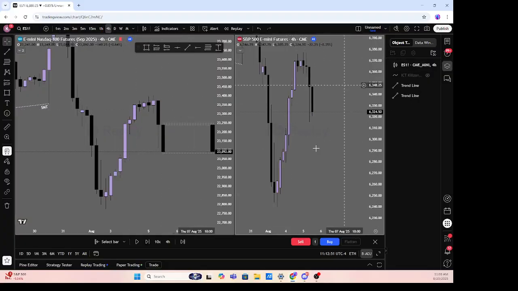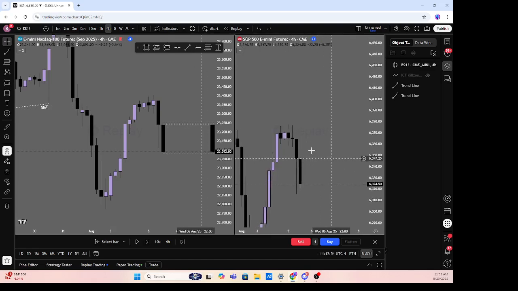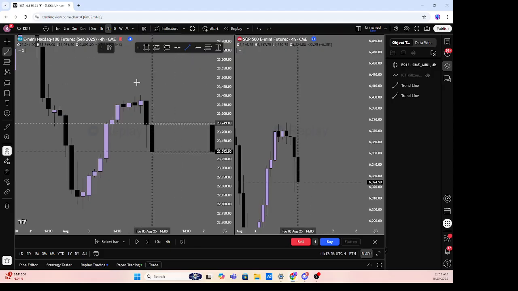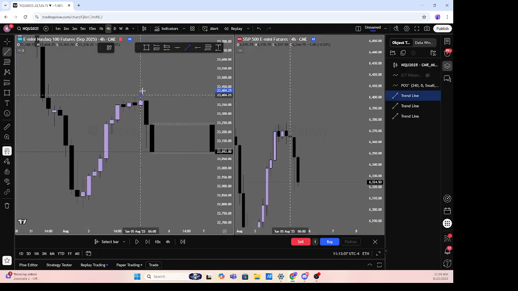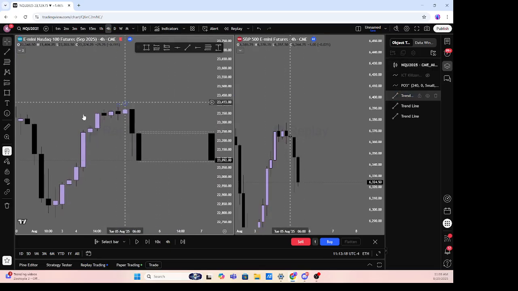Alright, here's another SMT. This is a bearish SMT, right? On NQ, you see we have this high right here. This is the highest point of this leg, right? From this downward to this upward. This is the highest point. So that is our high, right? And then you see right here, this is a low, right? So this is the low, this is the high.